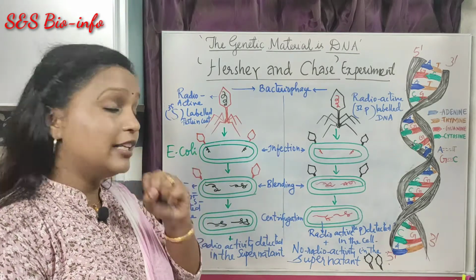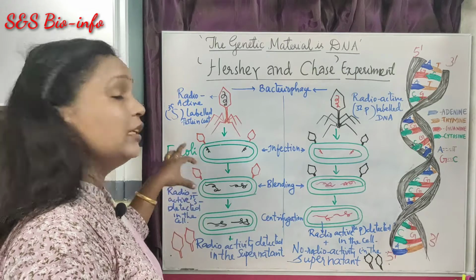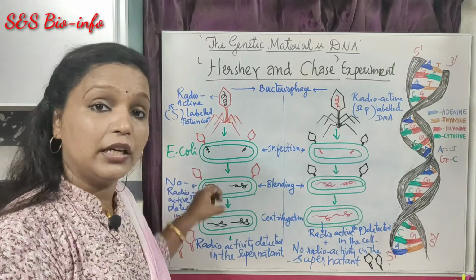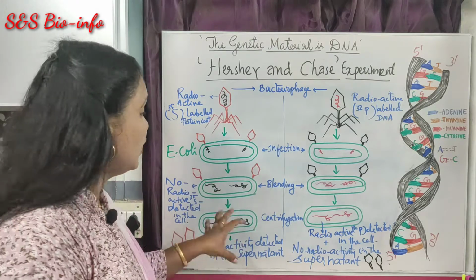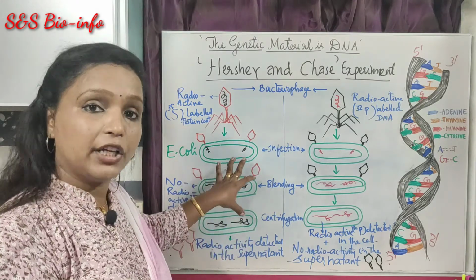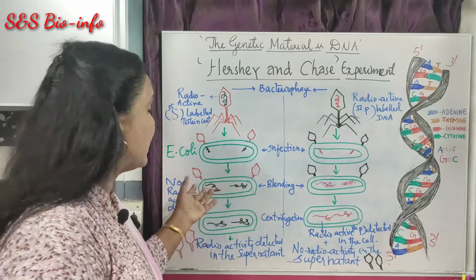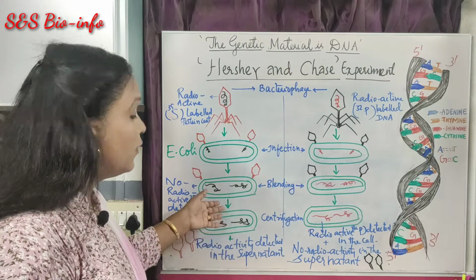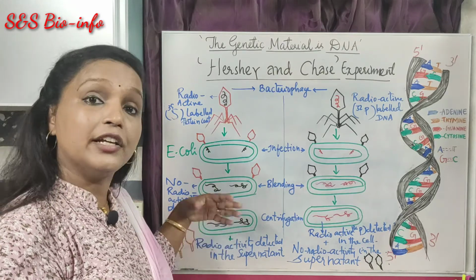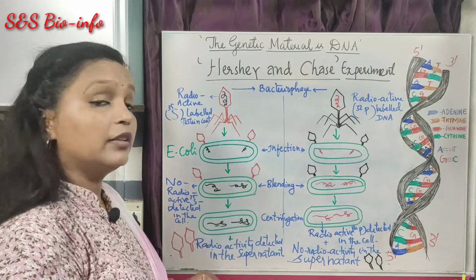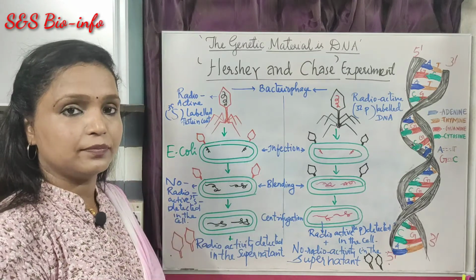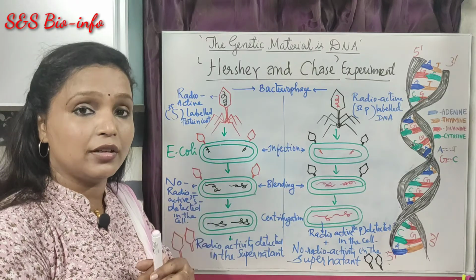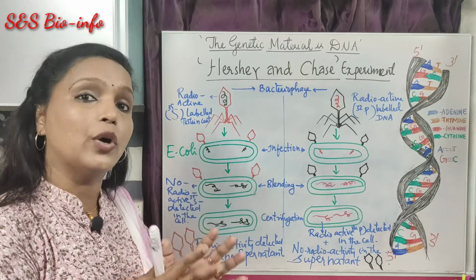So, at this time, what happened? The genetic material of the bacteriophage could get into the E. coli bacterium, so that the capsid of the bacteriophage could be removed or separated from the E. coli bacteria. Finally, these were centrifuged. Then they got a result. They got 2 fractions. One is the supernatant and the other one is the E. coli bacterium.